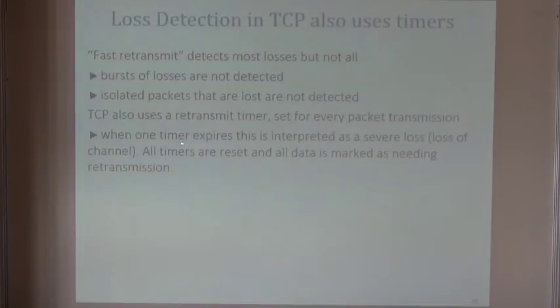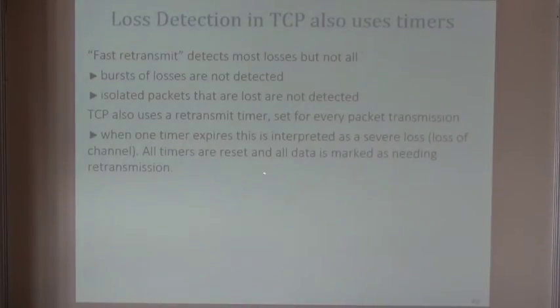But the interpretation, when a timer expires, is that something really bad has happened. The connection, the channel between the source and the destination, has become much worse, for example. And this is used by congestion control as a signal that we should dramatically reduce the rate at which we send. We'll talk about it later.